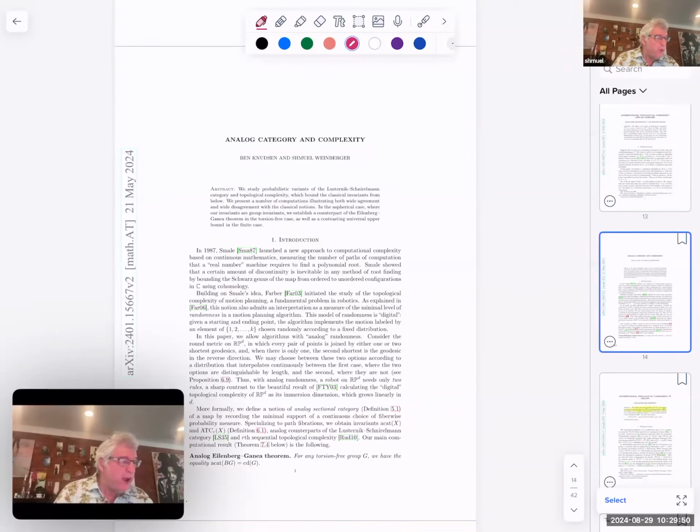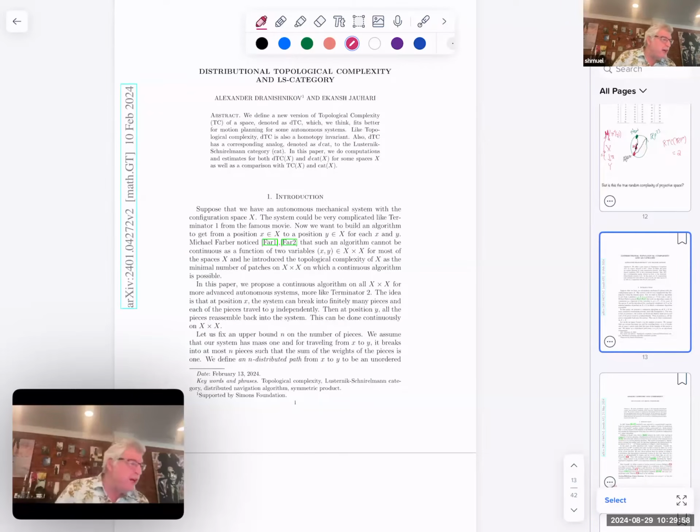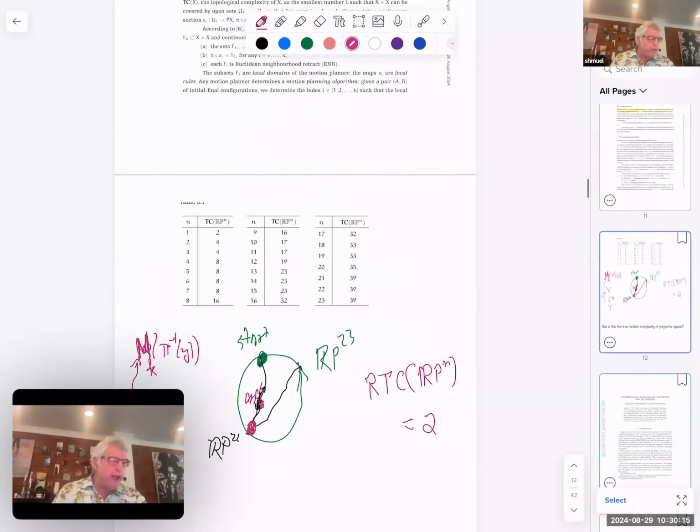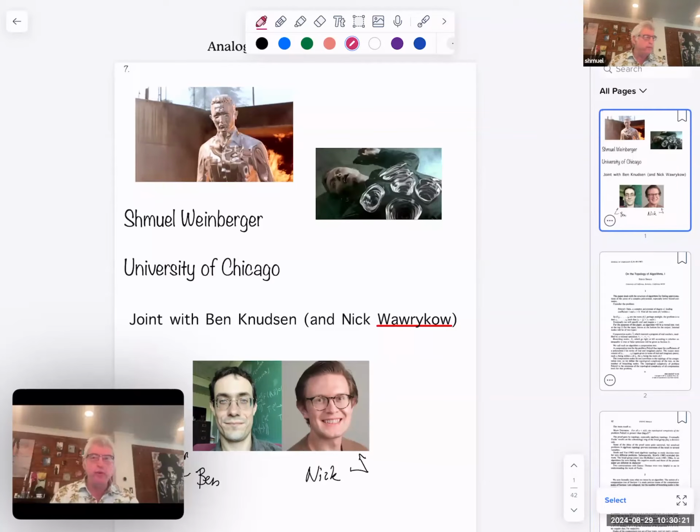Ben Knudsen and I wrote a paper about this notion called analog category and complexity. A couple of days before we put our paper on the archive, Sasha and Jauhari, whom I never met, who I assume is a student of Sasha's, put another paper on with a very similar notion. I'm not going to say much about their notion. They had a different motivation, and that's in fact what the cover of this is. That's Terminator 2 up here. This is when he gets riddled with bullets so that you can really see the liquid metal.